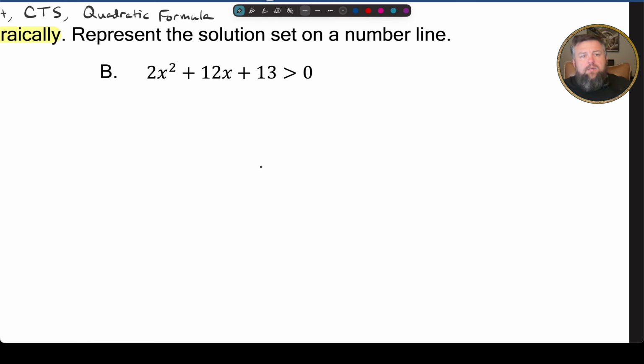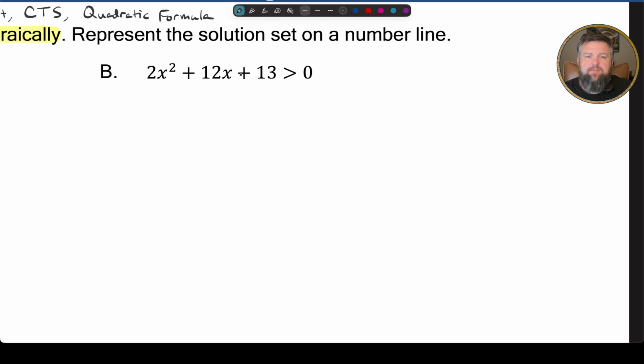Okay, welcome back. This is Unit 7, Topic 5, where we are solving quadratic inequalities algebraically. So in example B, we have 2x squared plus 12x plus 13 is greater than 0. So I have a couple of ways that I could go about this.